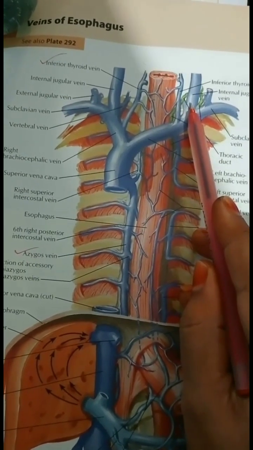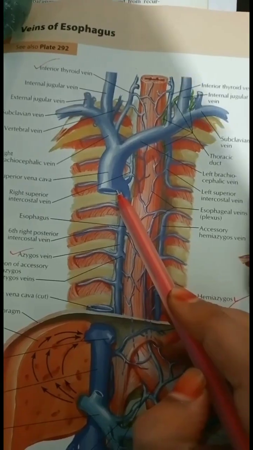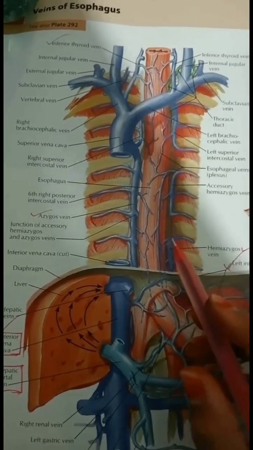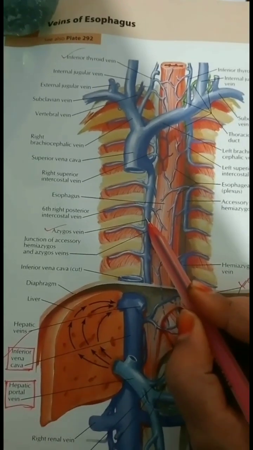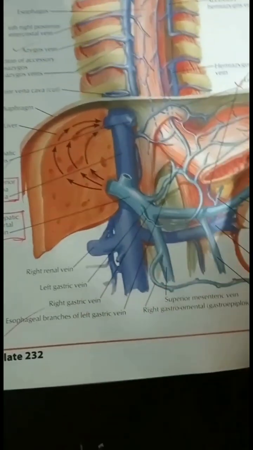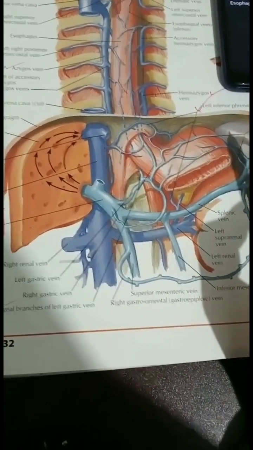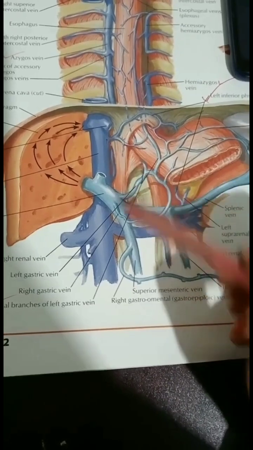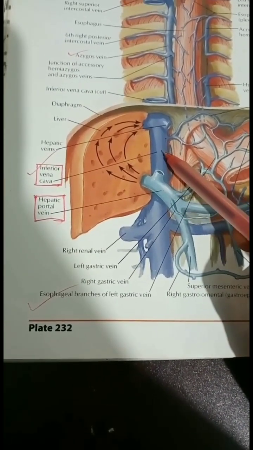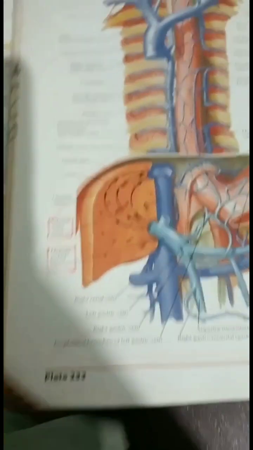Now the venous drainage. The cervical part is drained by the inferior thyroid vein, which ultimately drains into the superior vena cava. And the thoracic part is drained via the azygos vein and hemiazygos vein. Now come to the abdominal part. It is drained by veins of two systems. Here we can see the dark blue color and light blue color. The light blue color belongs to the portal system, and the dark blue color belongs to the caval system, that is the inferior vena cava.